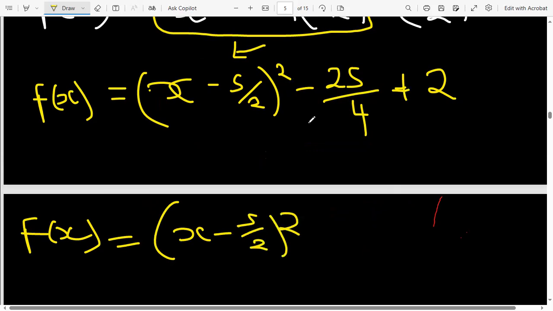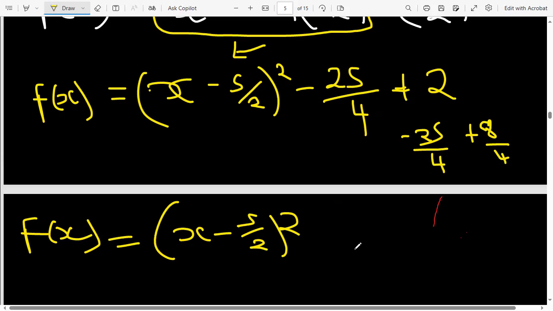And then we can add these two terms. We can write the 2 as 8 over 4, just to make the adding simple. So I write minus 25 over 4, and then plus 8 over 4. 8 over 4 is still 2, so I'm not changing anything. I just want the addition to be easier because I have the same denominator.